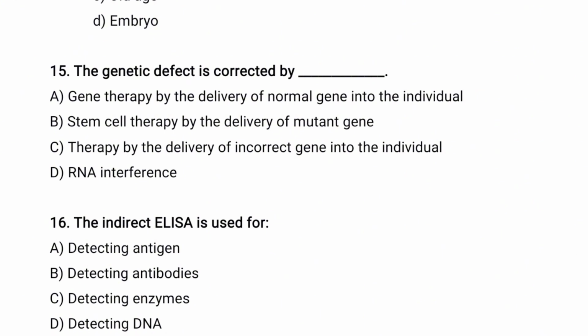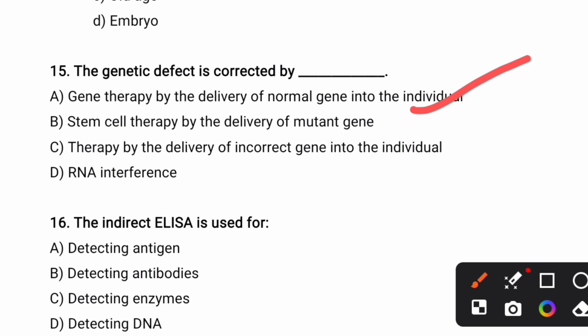The genetic defect is corrected by. Options are gene therapy by the delivery of normal gene into the individual, stem cell therapy by the delivery of mutant gene, therapy by the delivery of incorrect gene into the individual, RNA interference. For this, the correct answer is gene therapy by the delivery of normal gene into the individual. Let's see the next question.